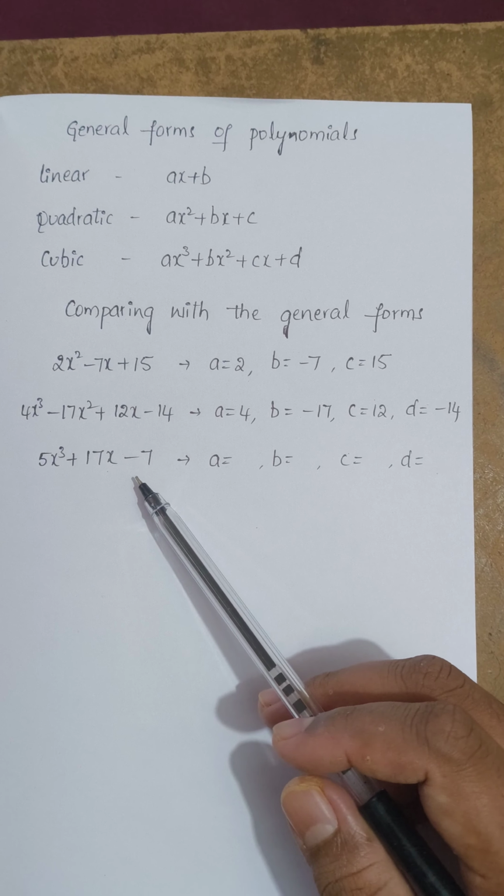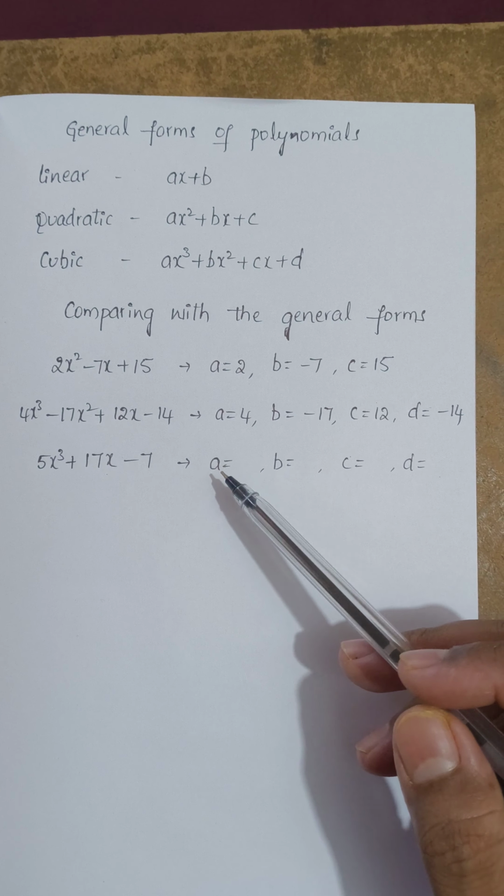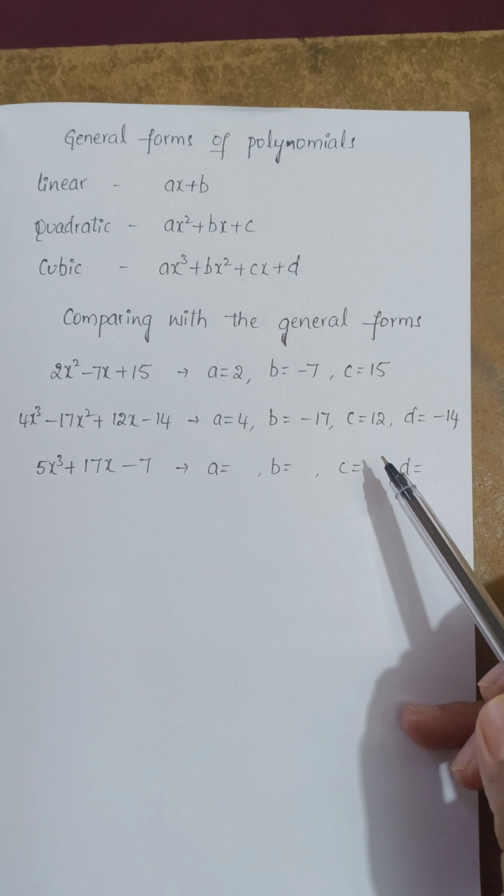Now here is the exercise question. Here I have a cubic polynomial. Can you identify what the a, b, c, and d values are? Answer this one in the comments.